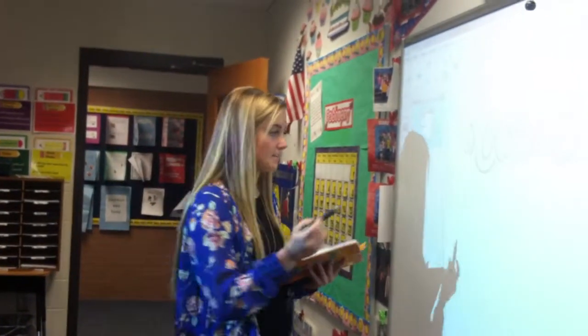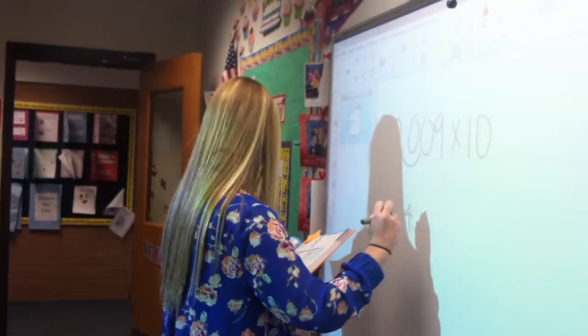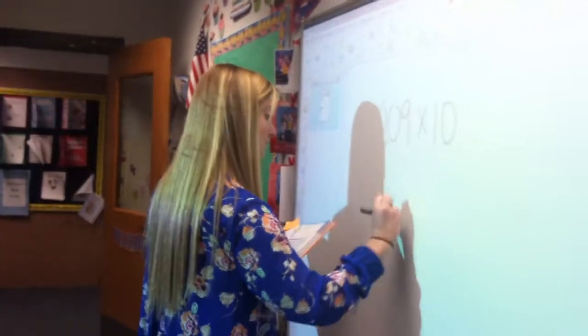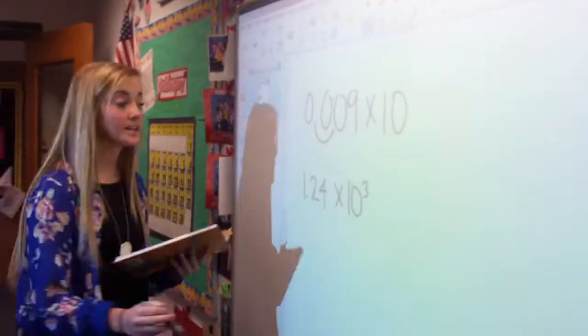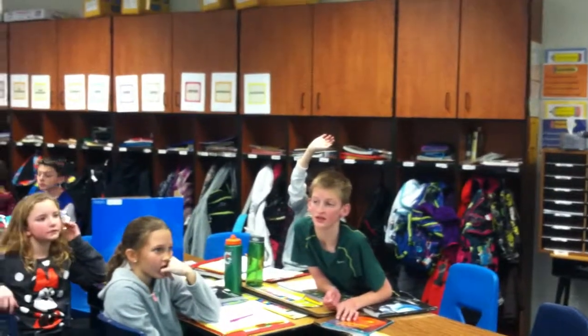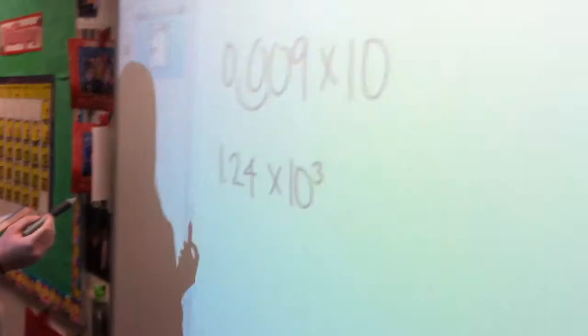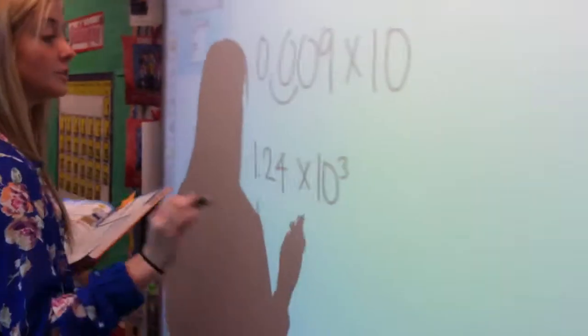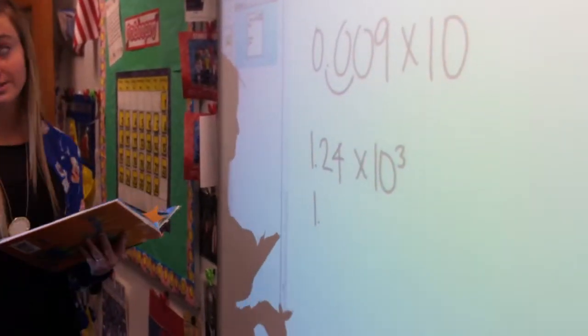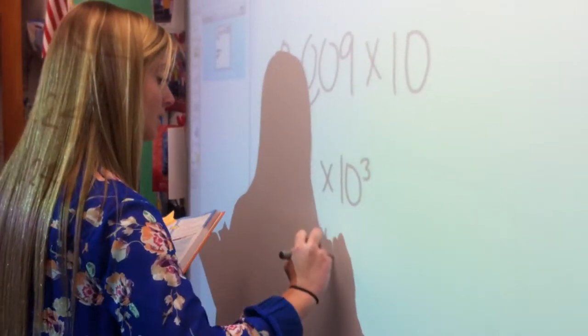Okay, so this is kind of a tougher one. Do you guys know what 10 to the third is? Yes, 10 times 10 times 10. Okay, do you know what that is? It's 30. No, it's 1,000. Okay. Oh, I thought you meant like exponent. So really, you would just do 1.24 times 1,000.